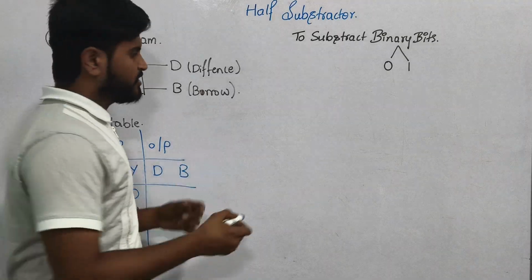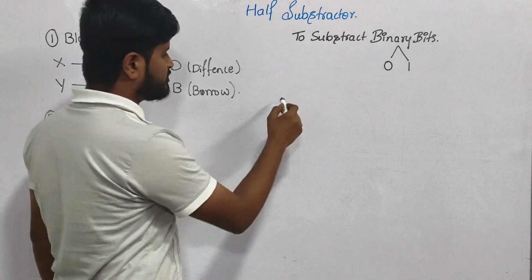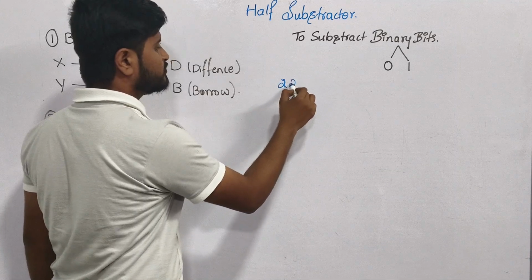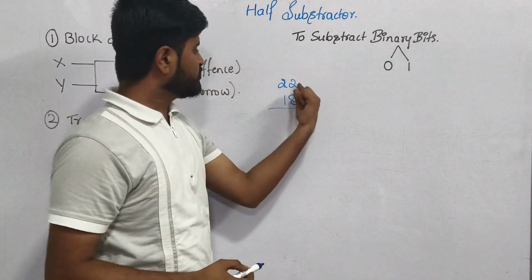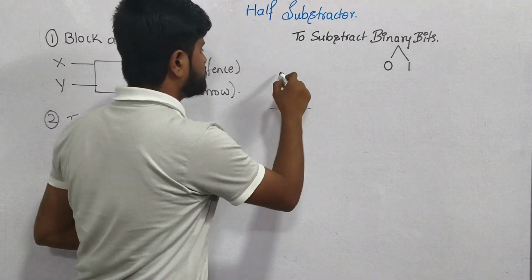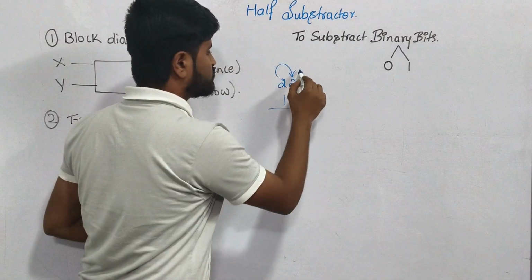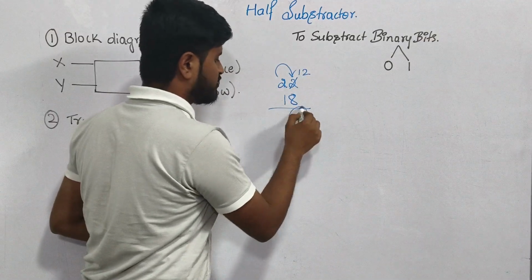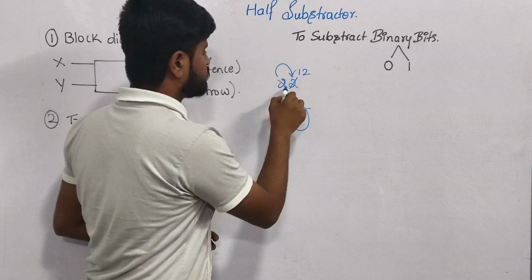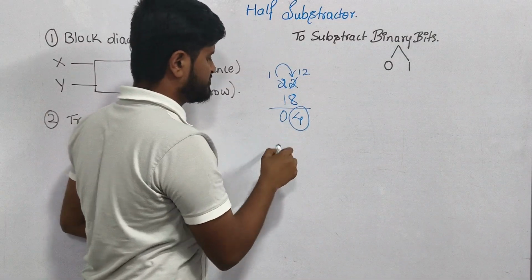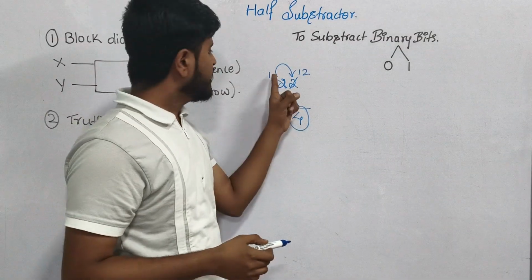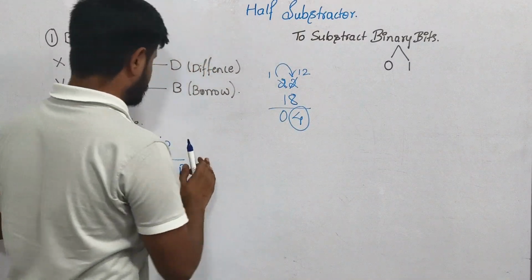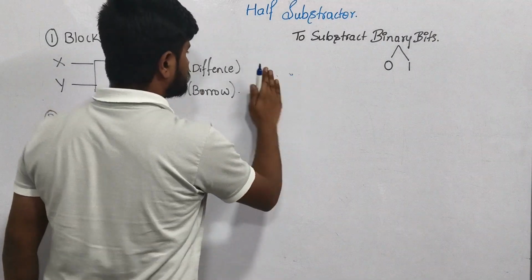We all know that when we subtract, for example, I will be subtracting 18 from 22. Now if you see here, from 2 I can't subtract 8. So what will I be taking? I will be taking the borrow. So it will be 12. So 12 minus 8 will be 4 and this will be called the difference. Here only 1 is left, 1 minus 1 will be 0. So the difference is 4 and you took the borrow from the neighbor to satisfy the condition. Like that, this half subtractor will also work.